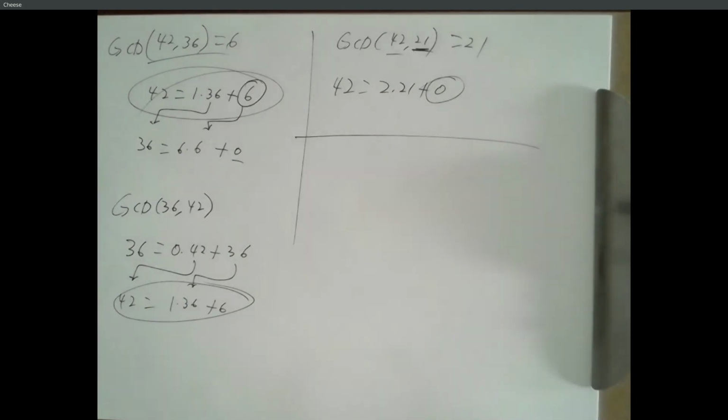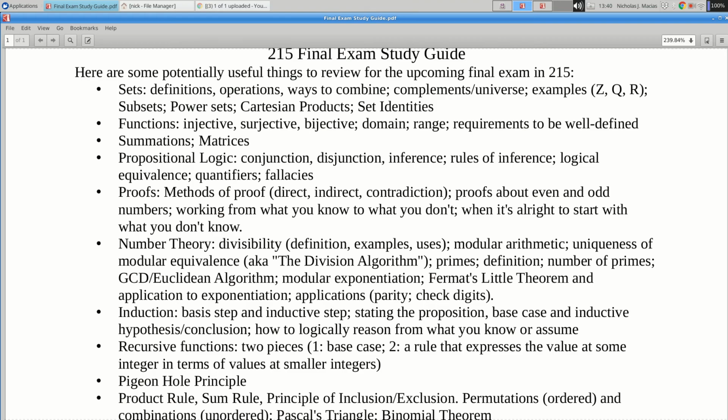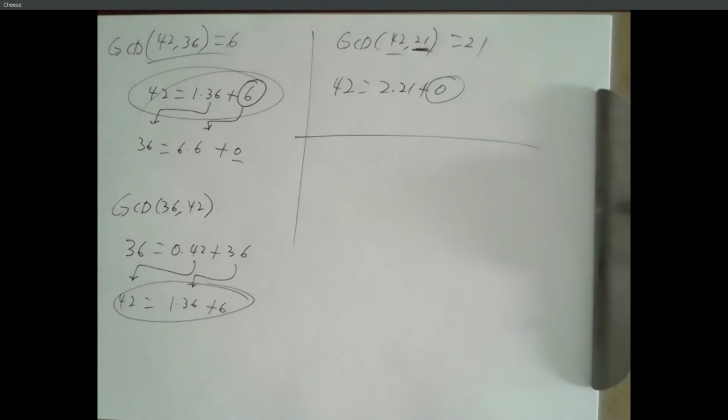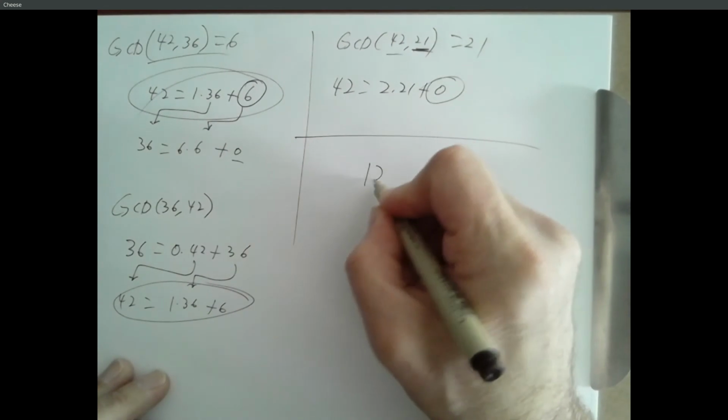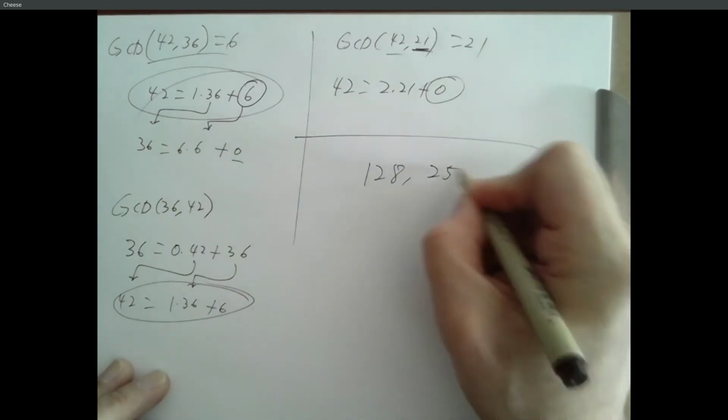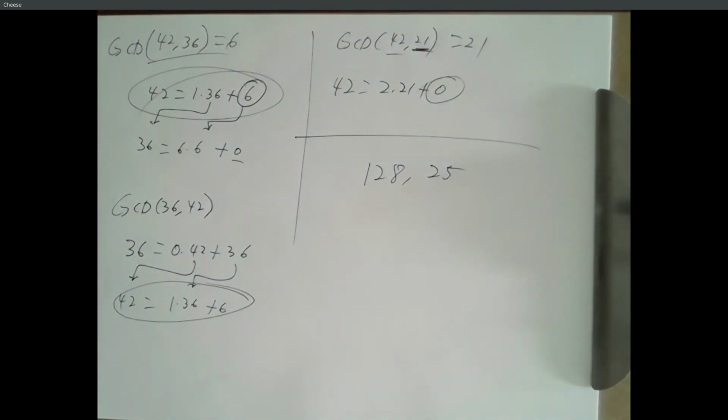So that's the Euclidean algorithm for finding the greatest common factor. Any two numbers do have a greatest common factor. If the GCD is 1, we say those numbers are relatively prime. And they may not be prime themselves. For example, 128 and 25 have no common factor other than 1. Right? Even though those are not prime, we would say they're relatively prime.